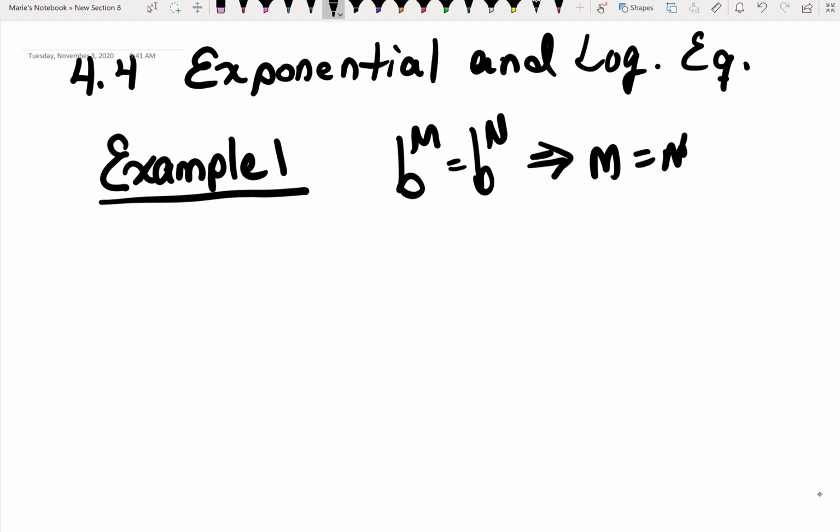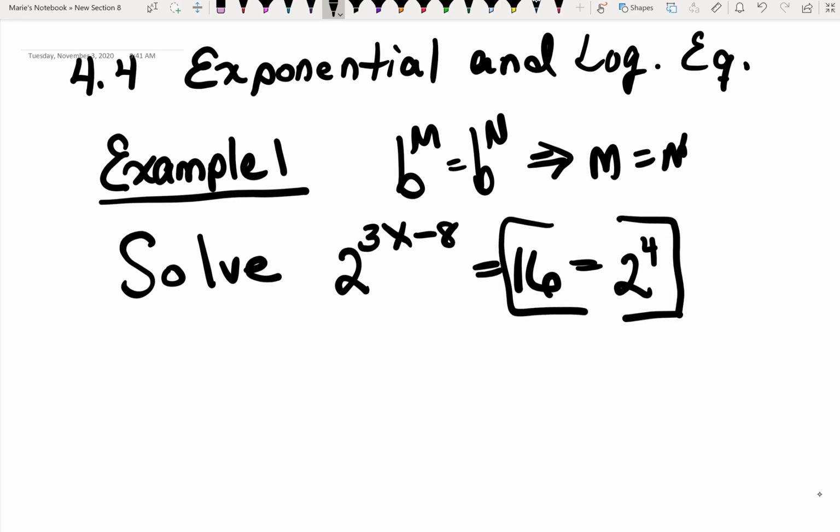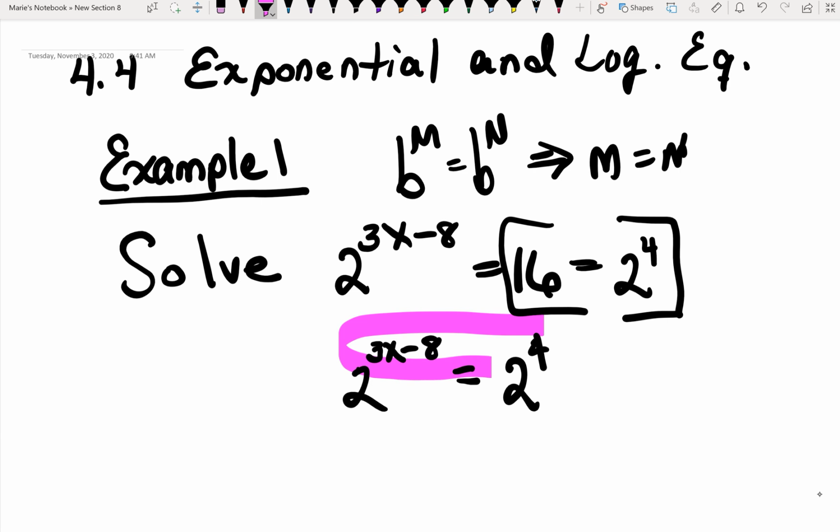So here's an example. In example 1, they give us the direction to solve. And the direction is 2 raised to the 3x minus 8, and this is equal to 16. This is where knowing your powers and your bases comes in handy. We know that 16 is equal to 2 to the 4th power. So knowing that, 2 raised to the 3x minus 8 equal to 2 to the 4th power means that now we can focus on solving this part of the equation.